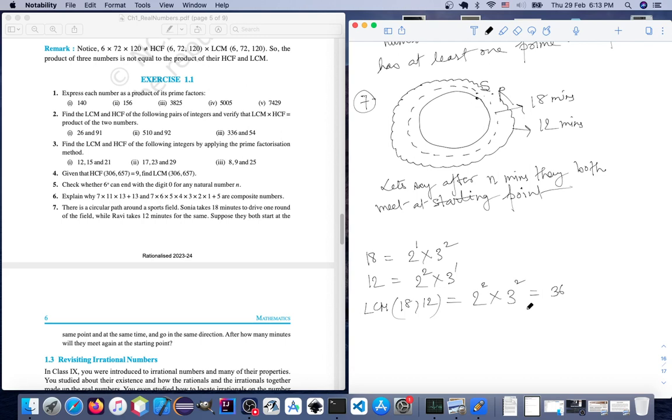So when do they meet? After how many minutes do they again meet? If I assume, let's say after n minutes, they both meet at the starting point. From this, what can we have? So in n minutes, how many rounds has Sonia taken? It will be n by 18. And how many rounds has Ravi taken? It will be n by 12.